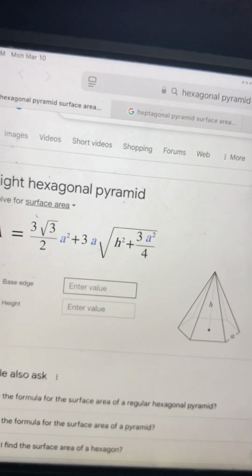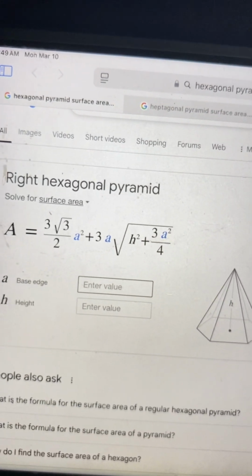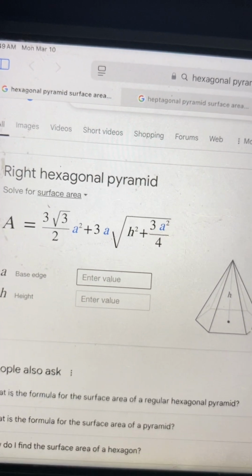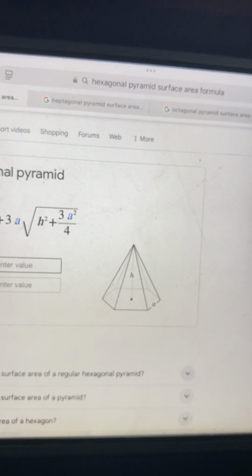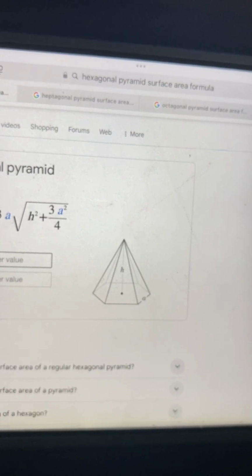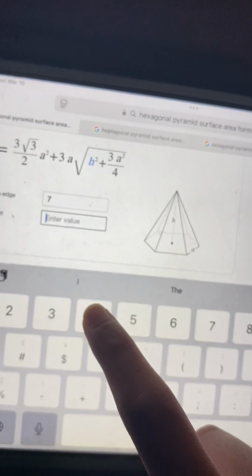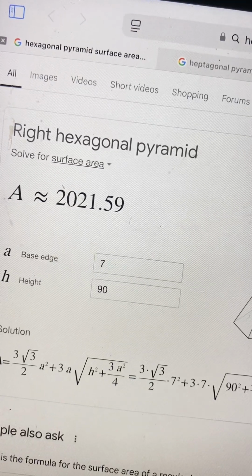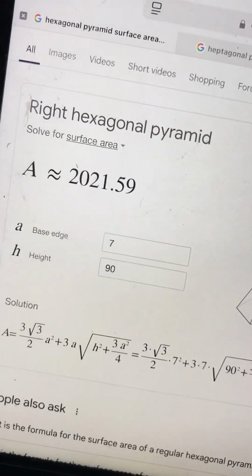But in case you want to know, for this time only, the surface area of a right hexagonal pyramid is 3 times the square root of 3 divided by 2 times a squared plus 3a times the square root of h squared plus 3a squared divided by 4. So yes, let's say the base edge is 7 and the height is 90. We should get a total of around 2021.59. Hey, that kind of reminds me of the year 2021. Yeah, 1 year after the COVID-19 breaks out. That was a horrible pandemic.